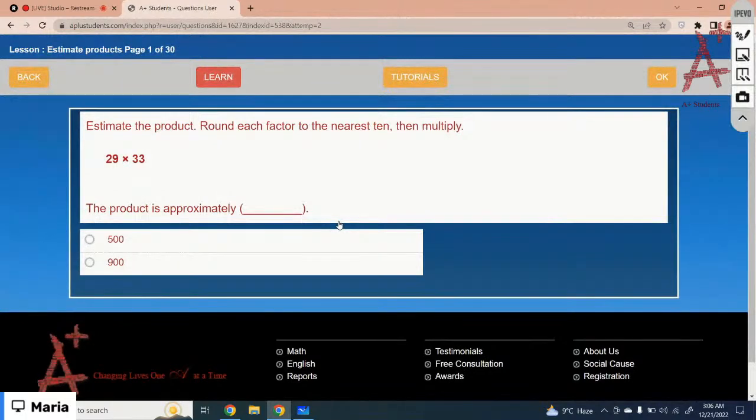Okay, estimate the product, round each factor to the nearest 10 and then multiply. So we have to round off the numbers and then we have to multiply them. You have to do 29 times 33. So let's start with the first number first. We have to round off them. Let's start with the first one, that is 29.